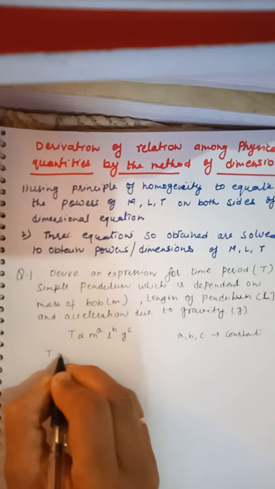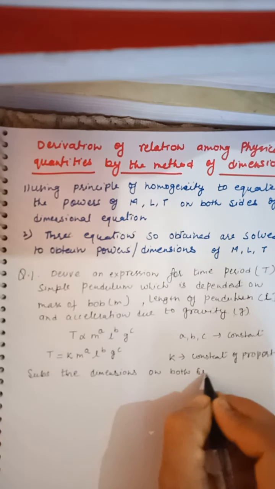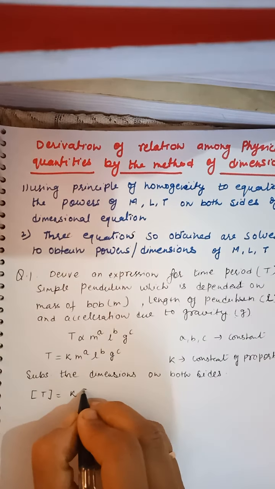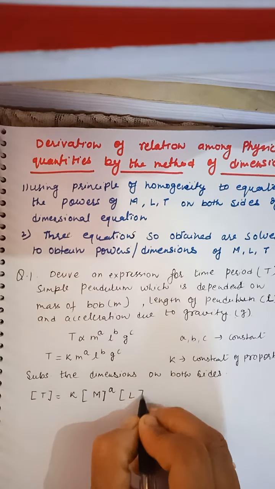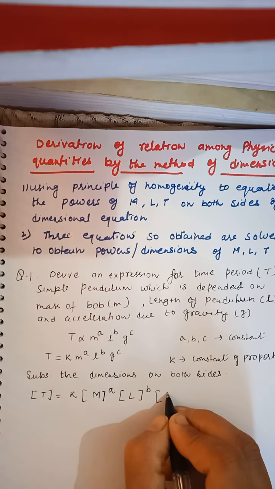Now next step, substitute the dimensions on both sides. So this is time, its dimension is capital T. k is a constant, no dimension. Mass, capital M to the power a. Length, L to the power b. Acceleration due to gravity: what is the dimension formula of acceleration? LT^-2, to the power c.